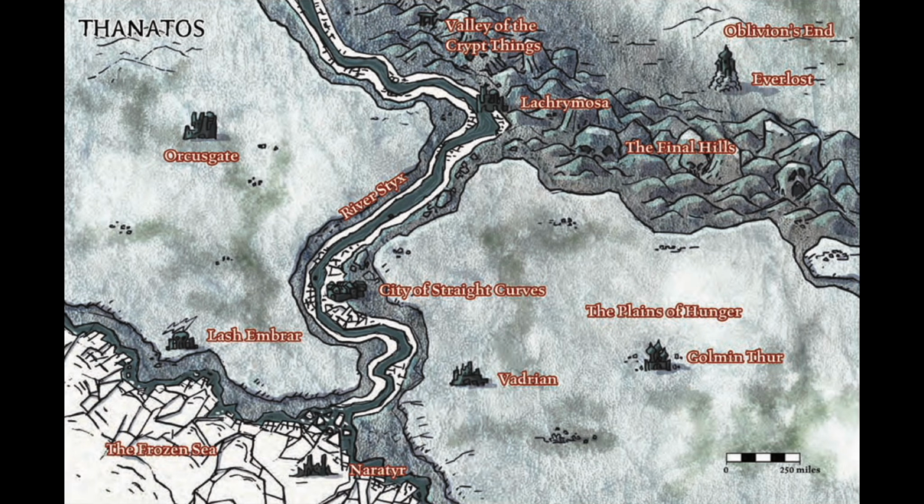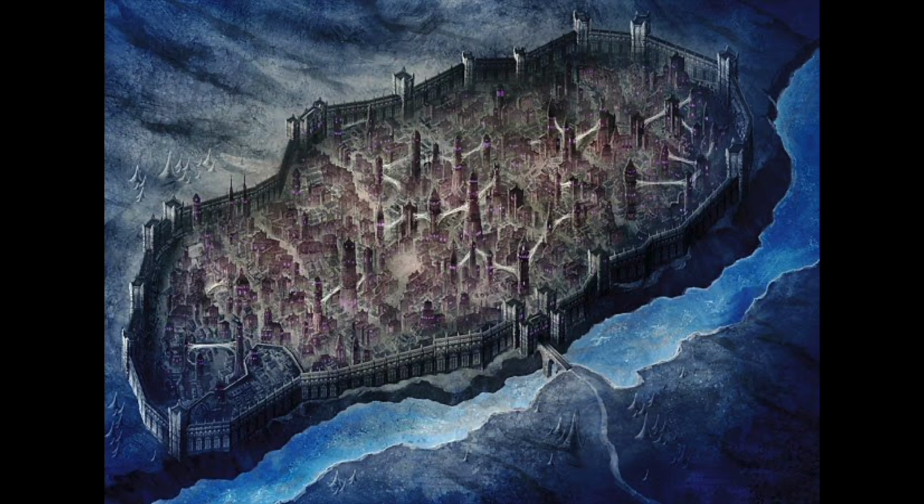3rd edition adds a few more locations. The city of Straight Curves is a frozen-over port city whose safe appearance woos visitors to come seek refuge here, but its strange geometry makes it so that they never escape. Streets that appear straight loop back on themselves and bend in nonsensical ways.